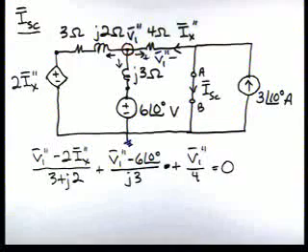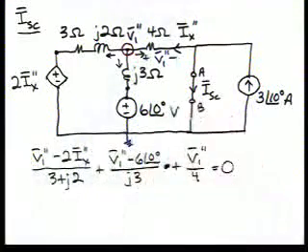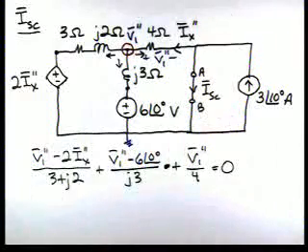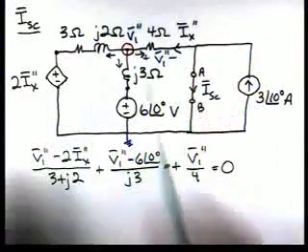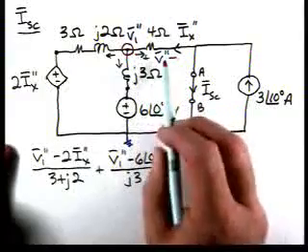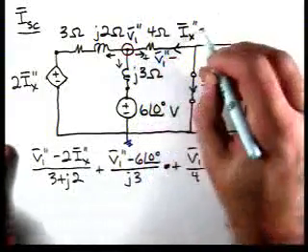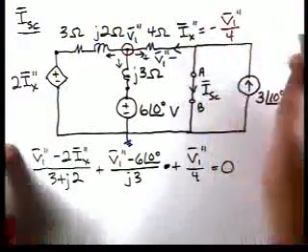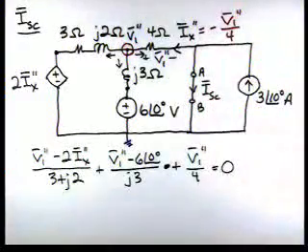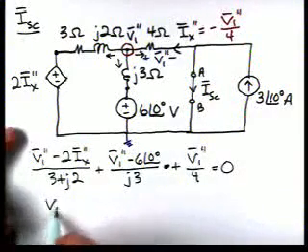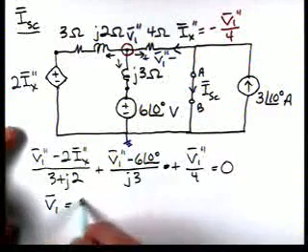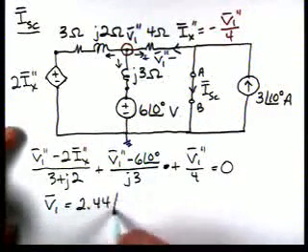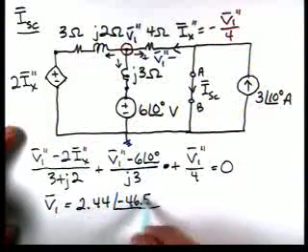Now we need to express Ix in terms of V1, and in a way we can already see it. We said that the current flowing from left to right here is V1 double prime over 4, so Ix is minus V1 double prime over 4, so Ix double prime is equal to that. If we substitute that in and solve, we get V1 is 2.44 at an angle of minus 46.58.